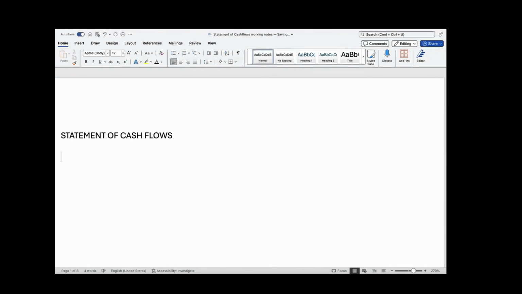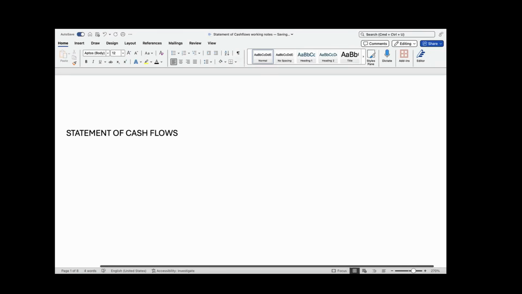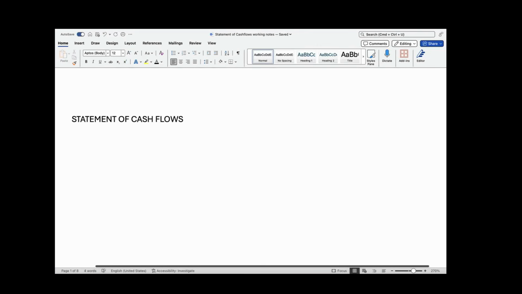Okay, good. So today we are going to be moving to statement of cash flows. We will do both simple statement of cash flows and also consolidated statement of cash flows. So how do we approach this? How do we deal with this? The standard that deals with the statement of cash flows is IAS 7 on statement of cash flows.